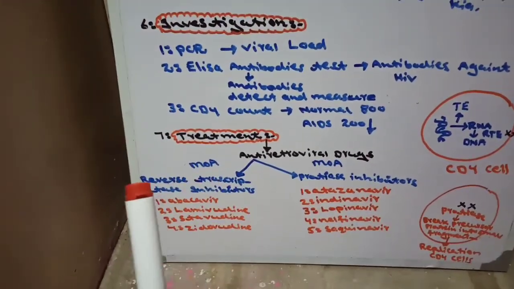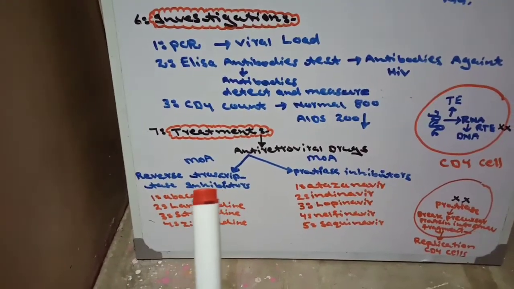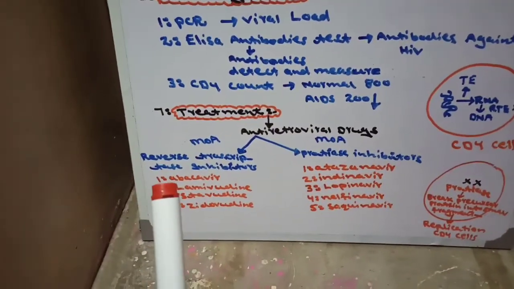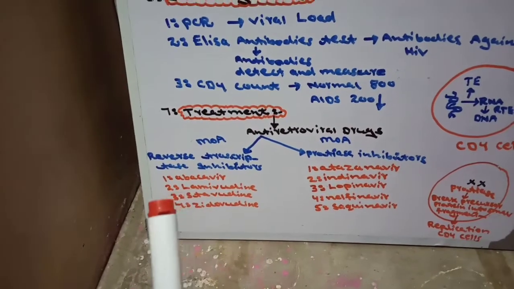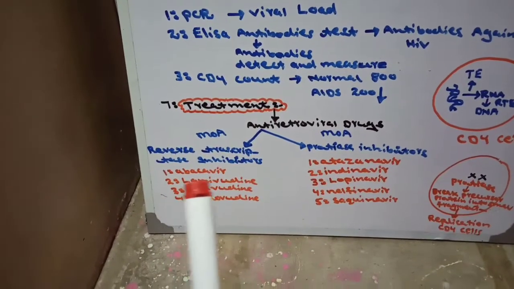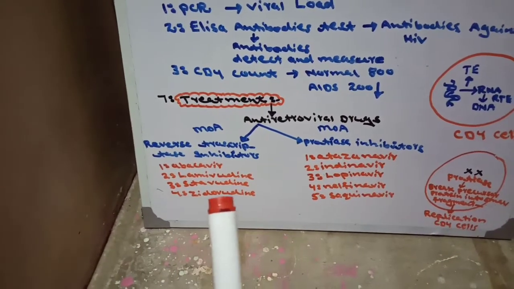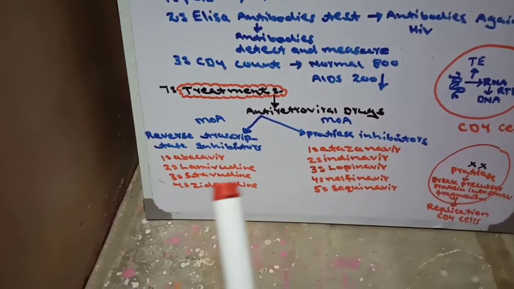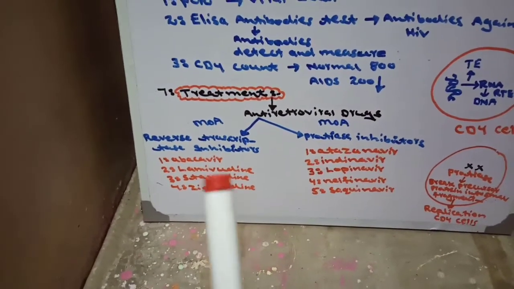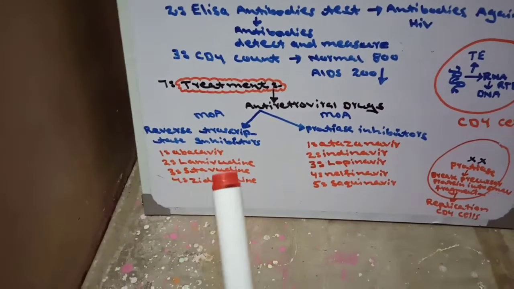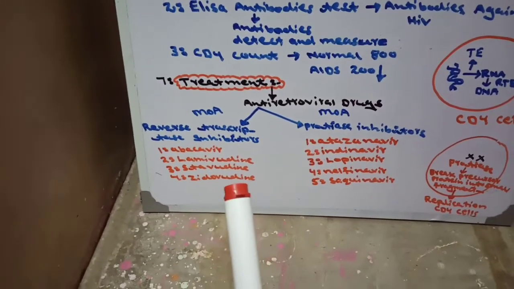Now come to the first mechanism of action, the reverse transcriptase inhibitor, which inhibits the reverse transcriptase enzyme. The drugs include abacavir, lamivudine, stavudine, zidovudine. In reverse transcriptase inhibitor drugs, "vudine" will be present at the end. This is the identification of the drug: lamivudine, stavudine, zidovudine, and abacavir.